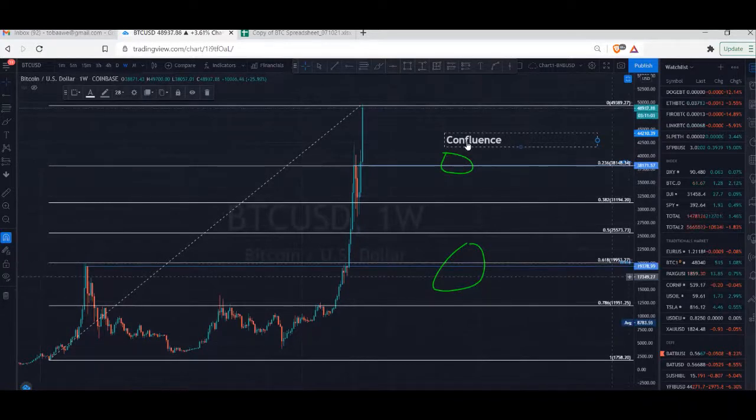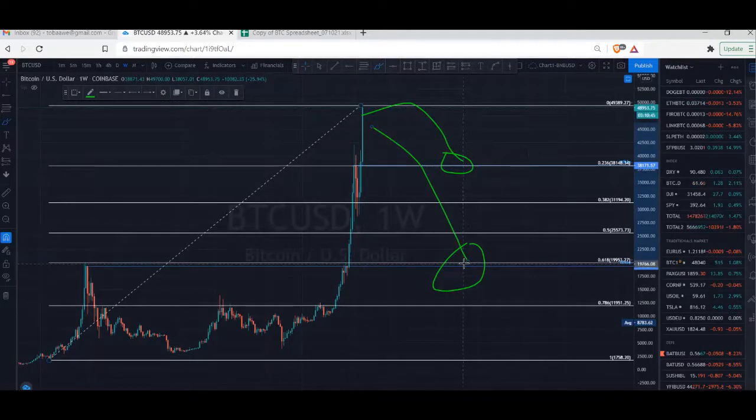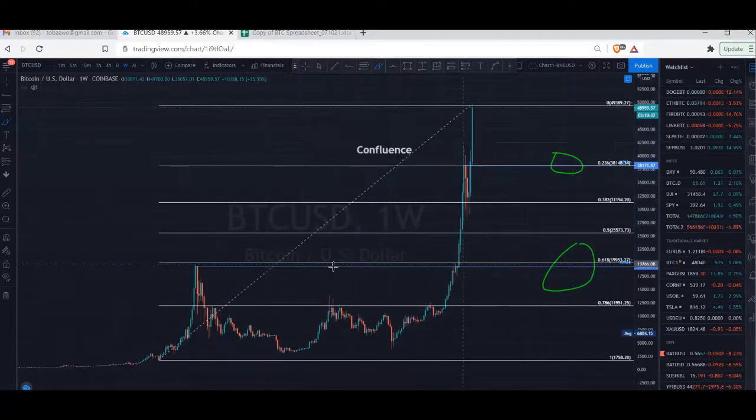So that tells you that those two lines we've drawn are significant lines, telling you that BTC at one point in time will come back to those lines. Those are levels you want to watch out for. However, they are long-term levels.